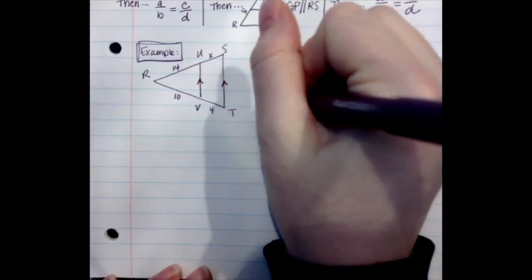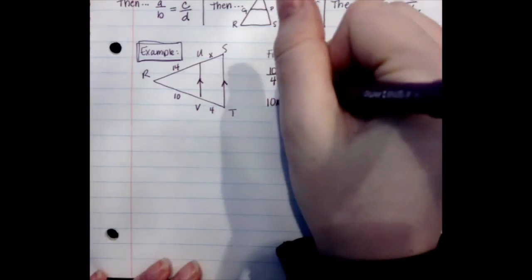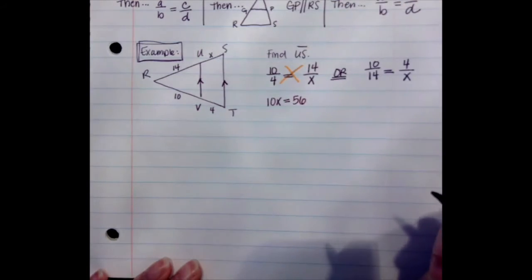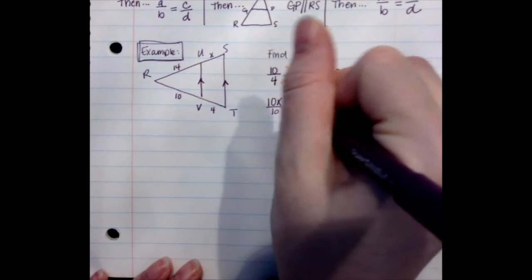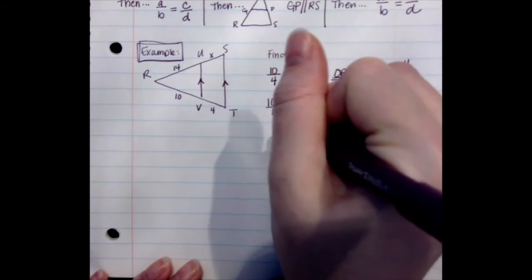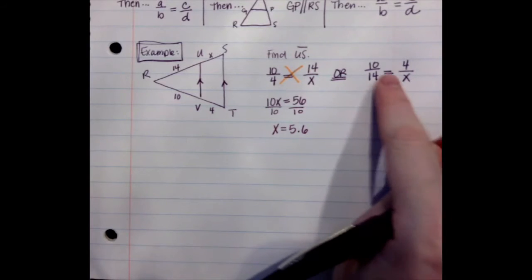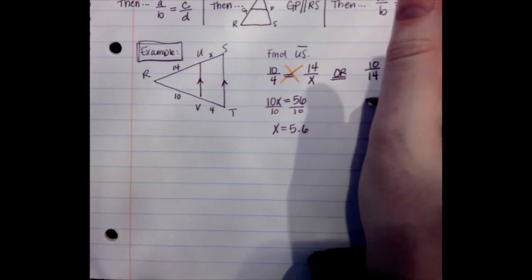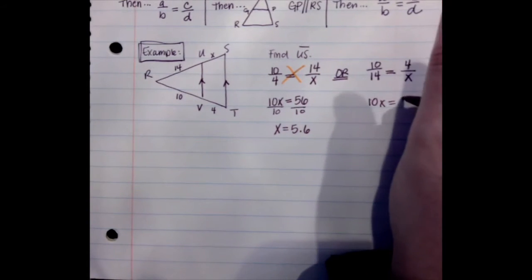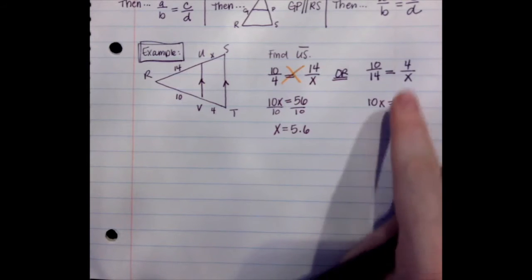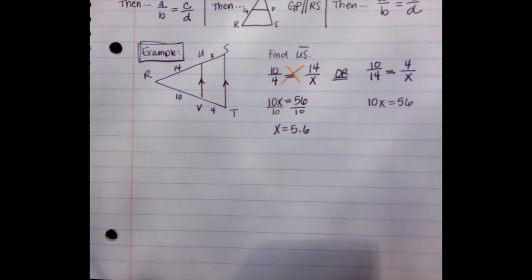So we have 10x equals 56, and we divide to get x equals 5.6. And if you did this one, you would see the exact same next line, 10x equals 56.